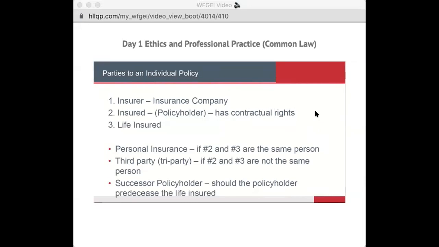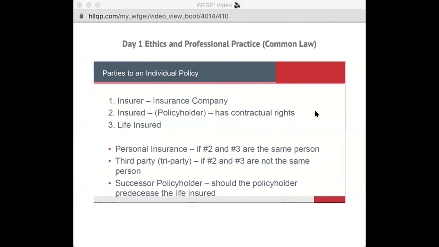Basically, the insured has all the contractual rights. In other words, all the power lies with the insured. They are the ones that can make changes. They can cancel the policy. They can increase, decrease, stop payments, cash in the policy, all kinds of things. In other words, the insured has all of the power.